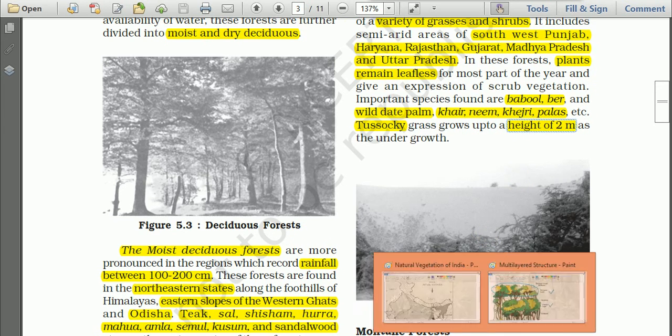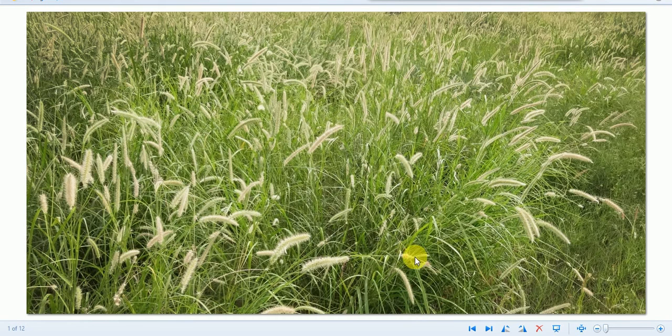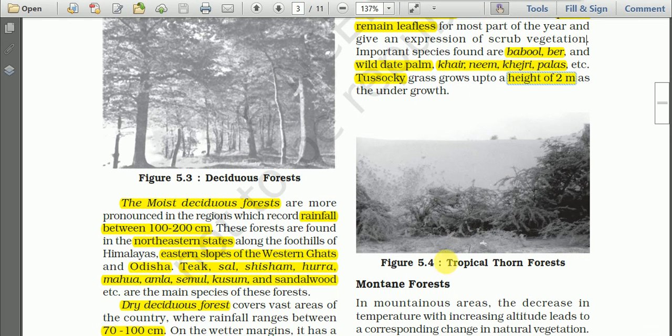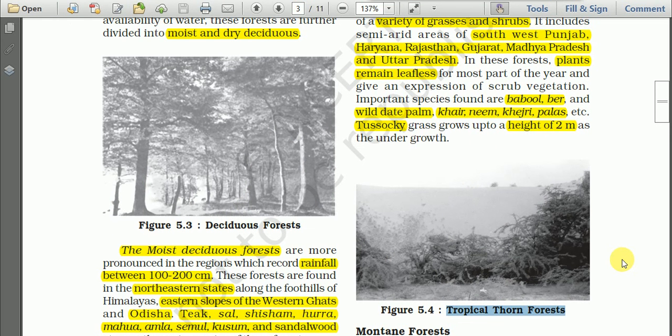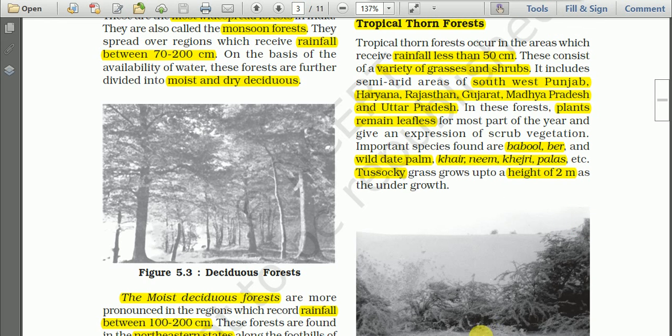And about the tussock grass, which grows up to a height of 2 meters as undergrowth, see here, this is how it looks. Sometimes it reaches the height of 2 meters, very tall. It is grown in Rajasthan also. And this is a photograph showing tropical thorn forest in Rajasthan.